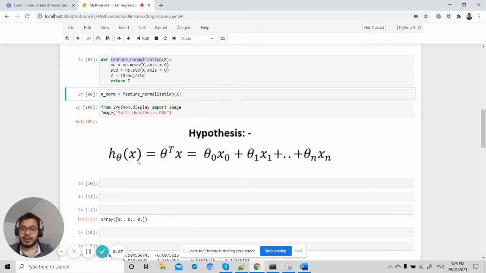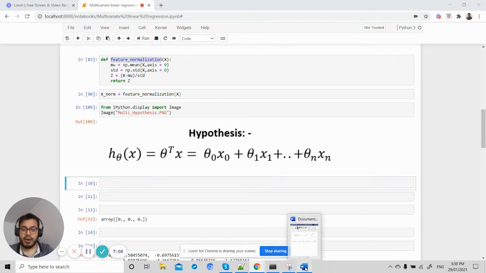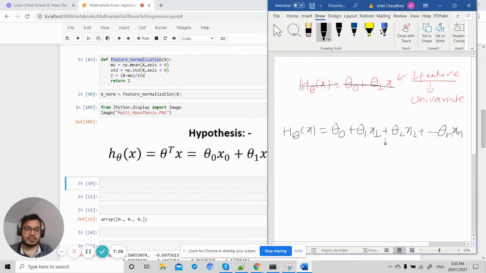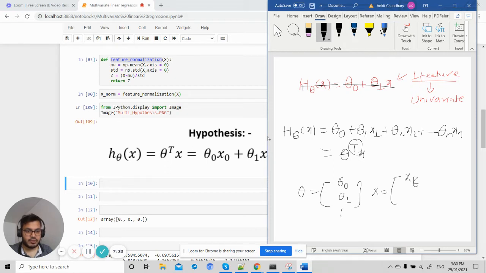Hope this makes sense. Now our hypothesis equation is x transpose of x naught. So this is our hypothesis, which equals theta transpose of x. We did the transpose because our theta is in this format, theta naught, theta 1, and so on, and our x is in this format, x naught, x1, x2.